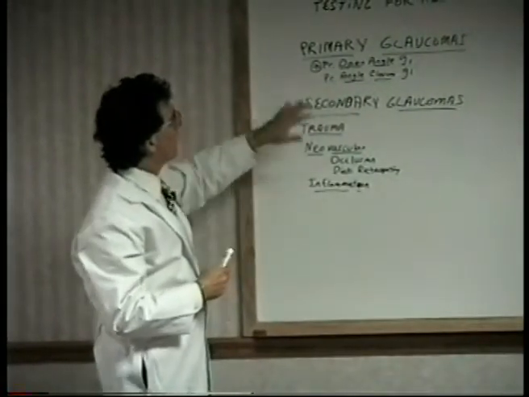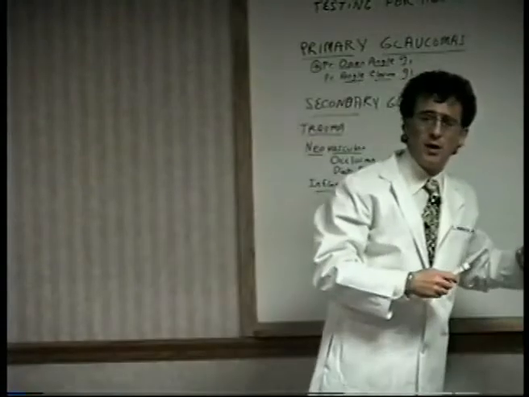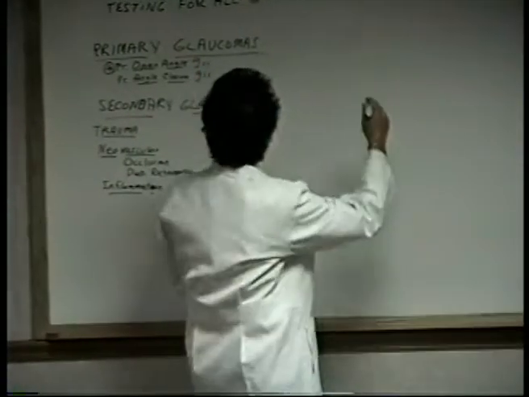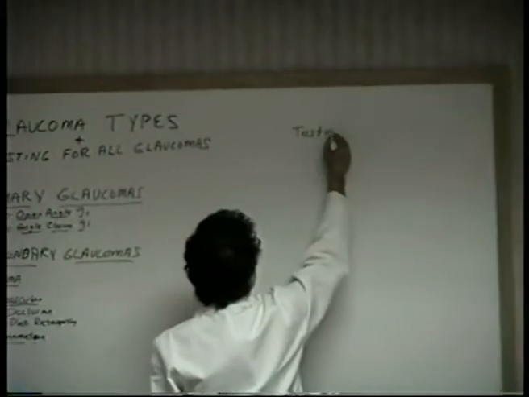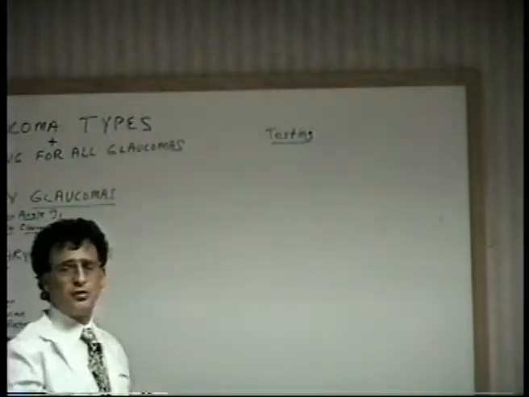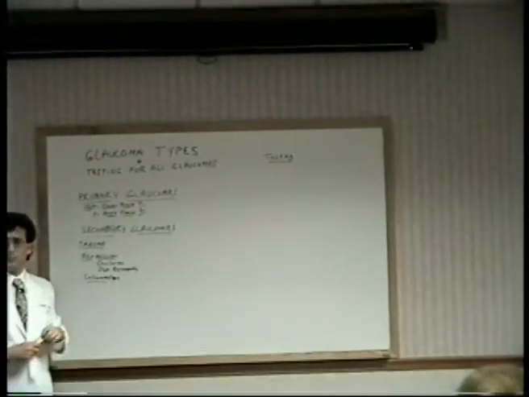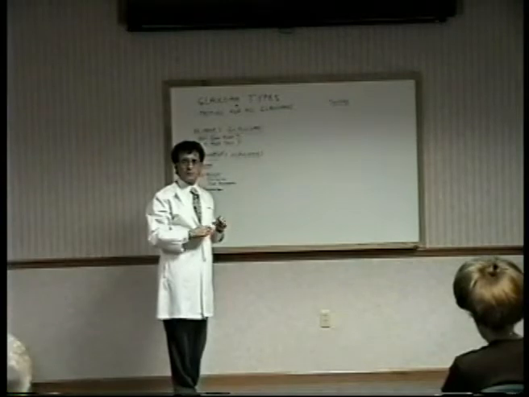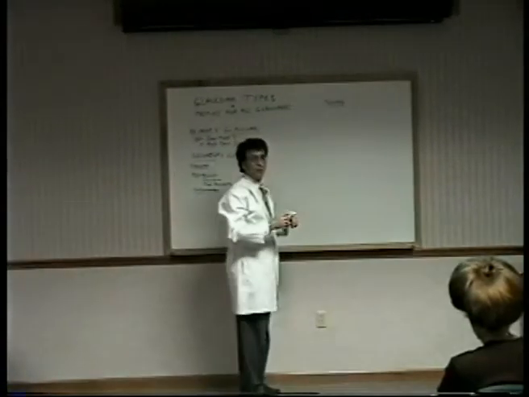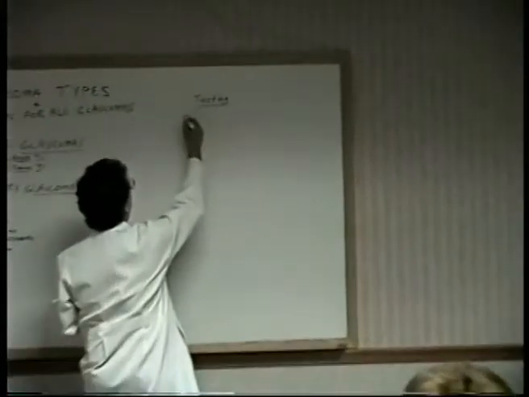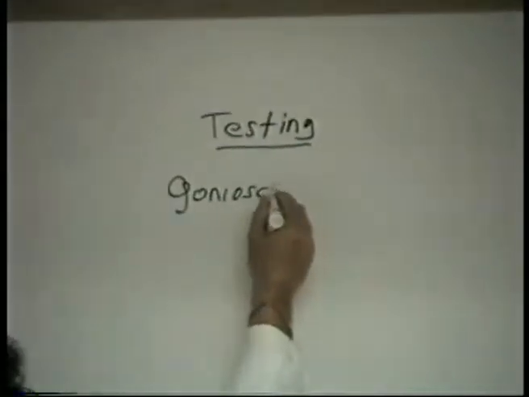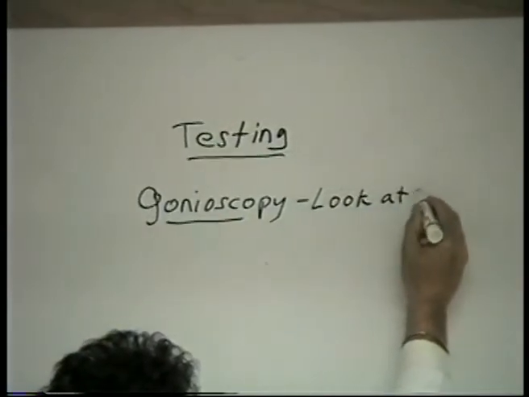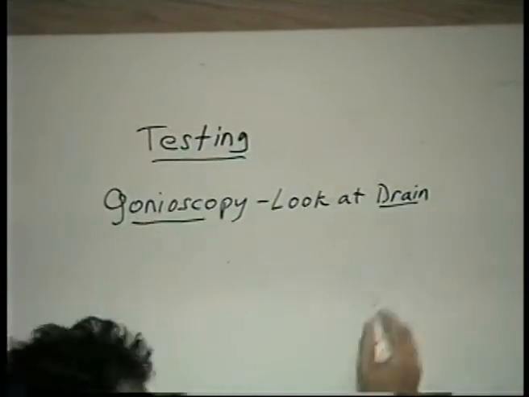Now, we're going to have a little overlap with the testing, which I'm going to go over here, because there's a test that we use when we look in the eye. Whenever I meet a new patient, one of the very important things is I look in the drain of the eye to see whether it's open or closed. It makes a big difference in the whole sense of treatment. We have to treat them very differently once you make the distinction. So one of the things we do is something called gonioscopy. That's a really strange word for you. G-O-N-I-O-S-C-O-P-Y. What we do is we look at the drain. The drain is also called the angle in the eye.